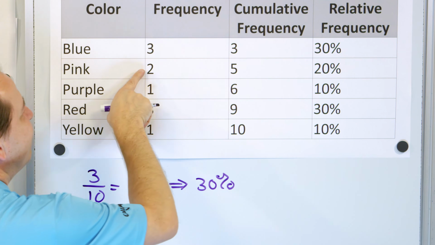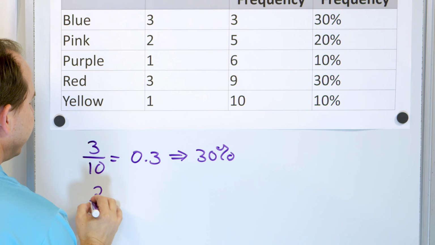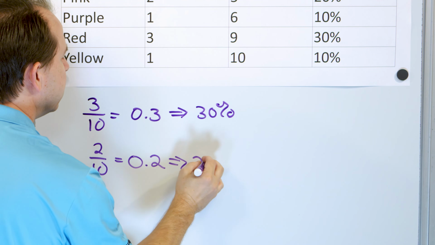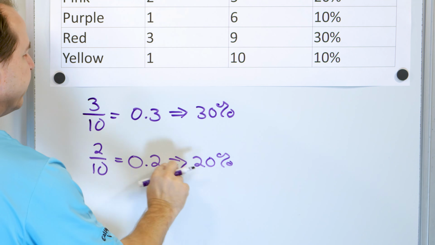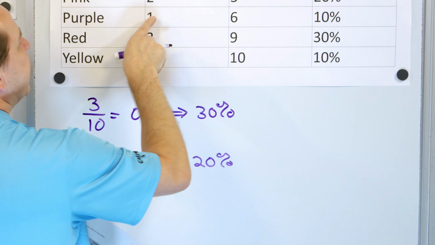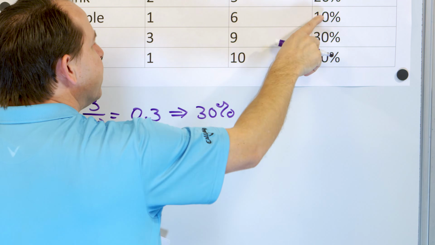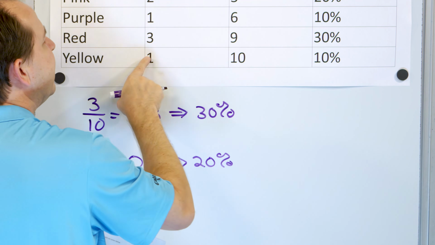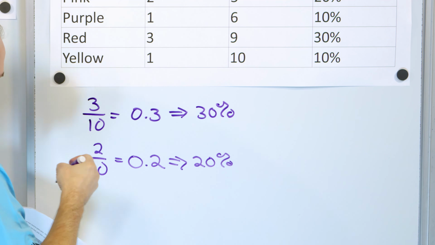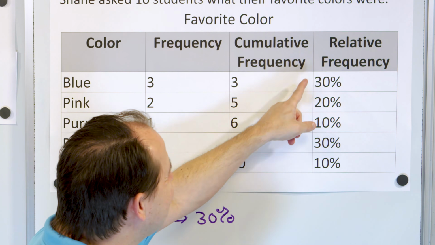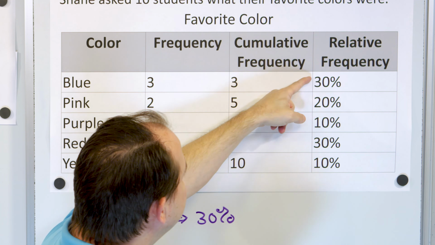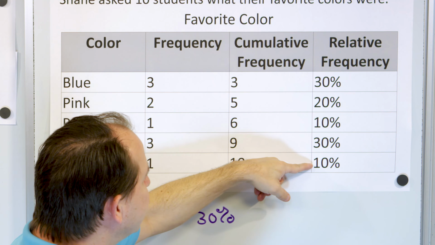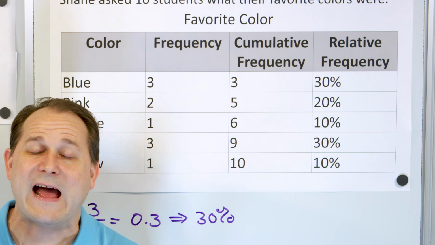For this one, it's 2 out of 10. It's the same sort of thing, 2 out of 10, 0.2, which means 20%, because we move the decimal 2 spots here. For this line, it's 1 out of 10, which works out to 10%. For this one, it's 3 out of 10, again, 30%. For this one, it's 1 out of 10, again, 10%. And as before, if we add up all the percentages, this becomes 50, then 60, then 70, 80, 90, then 100%. The relative frequency should add up to 100%.